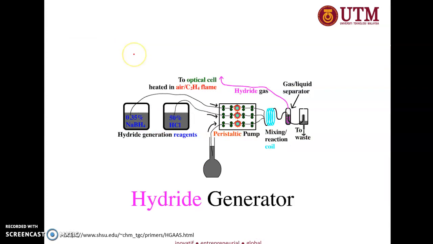So, let us see how the hydride generator looks like. Imagine that this is actually attached to your instrument. We have sodium borohydride in one flask, and hydrochloric acid in another flask. They will be mixed together using the peristaltic pump, so that it will react and flow inside the heating element and further towards the optical cell.